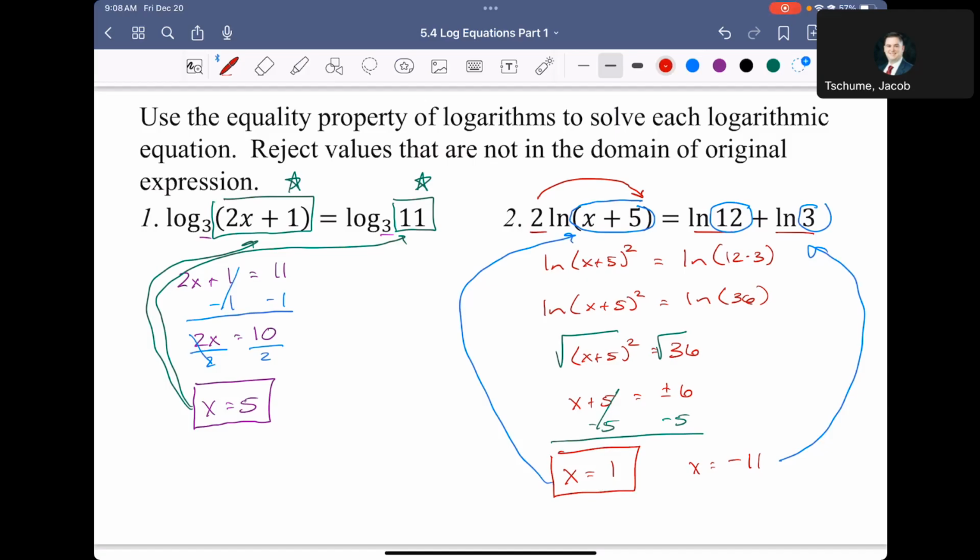But what you'll notice is if you try to plug in negative 11, especially to that x plus 5 term, negative 11 plus 5 is going to be negative 6. And the rules of logarithms say you cannot have a negative number inside of the original logarithm. So even though we got this answer by doing correct algebra, since it violates the rules of logarithms, we have to cross this one out and not use it. And so for this problem, your only answer would be x equals 1.